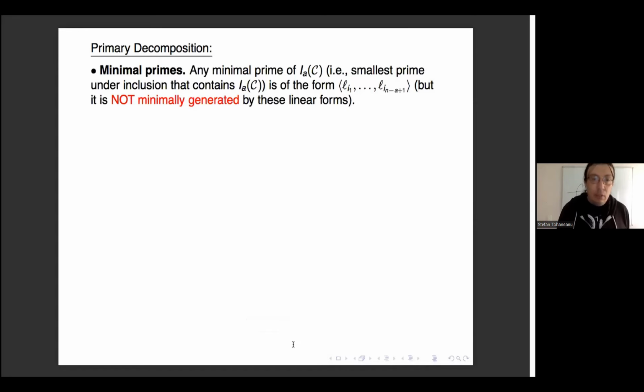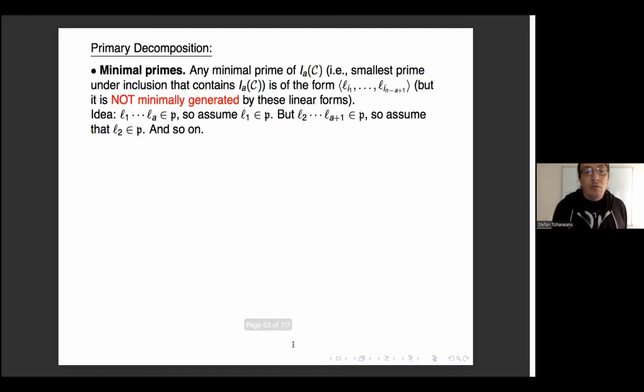First thing, when we look at primary decomposition, we look at minimal primes. The minimal primes are prime ideals generated by n minus a plus 1 of those linear forms. And the argument to do this is fairly simple. So we want the product L1 through LA to be in our prime P. So one of them should be in P. So L1 is in P.